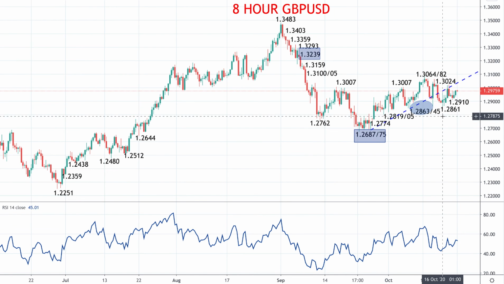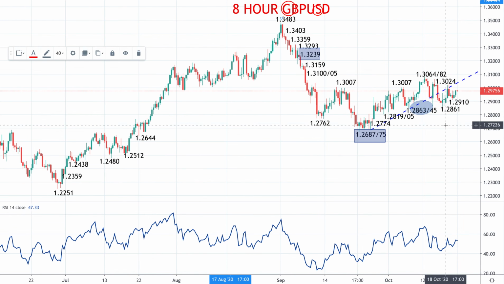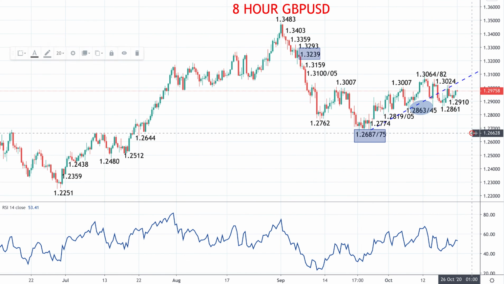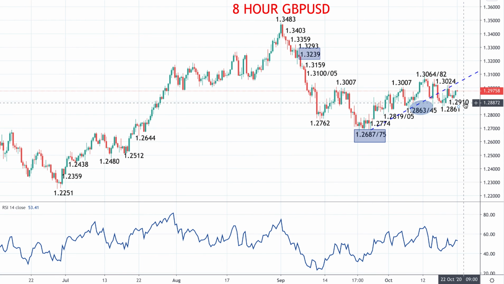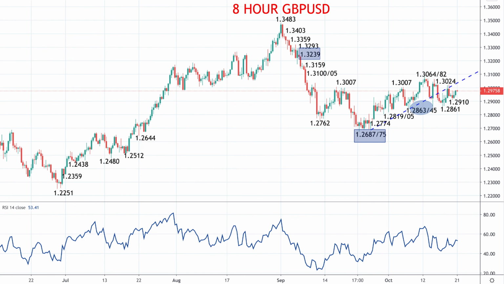And all of that leaves a more negative theme, we feel, for cable, for pound versus US dollar. So I'm looking for potentially, even though we have a little pop higher in here overnight, looking for 130.24 to try and cap, and looking for a potential retest to 129.10, 128.61 in the very short term.